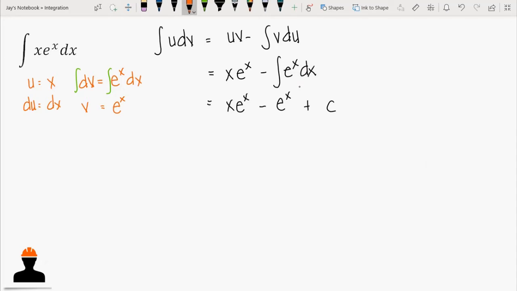By further simplifying, we can factor out e raised to x. So we have e raised to x, and the remaining would be x minus 1, plus c. So this is the integral of x e raised to x dx.